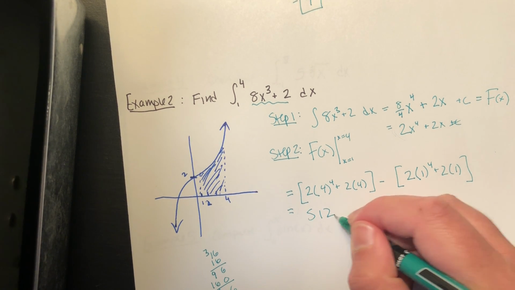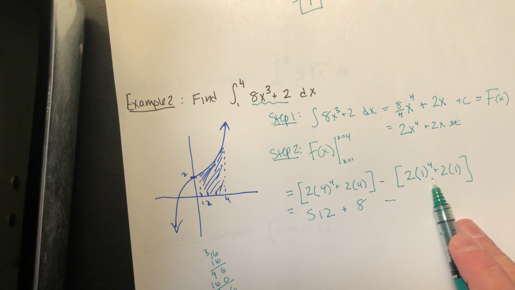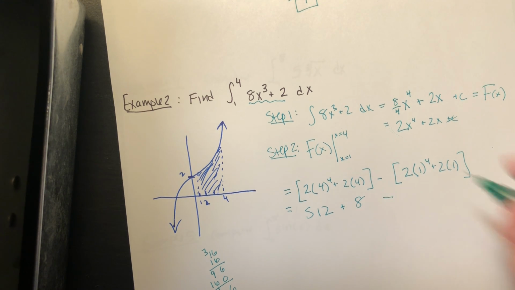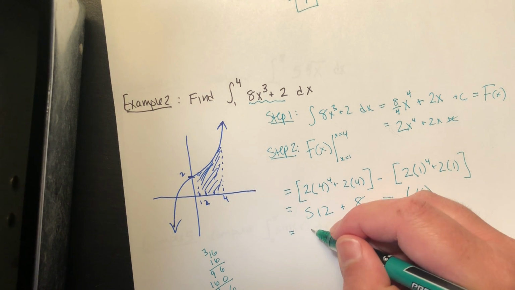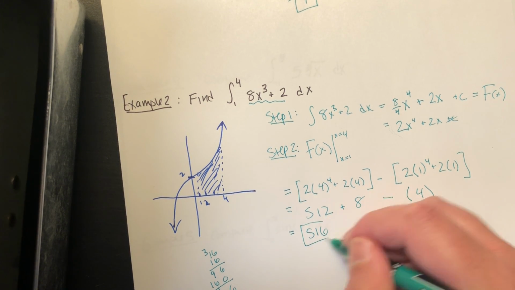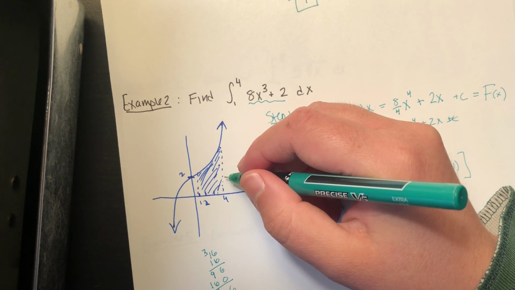512. Okay, plus 2 times 4 is 8. And then I'm going to subtract 2 times 1 plus 2. So subtract, this is just 4 when I simplify this. So this is like 512 plus 8 minus 4, which is 520 minus 4 would be 516. Units squared, whatever your units is, that's the area of this region.